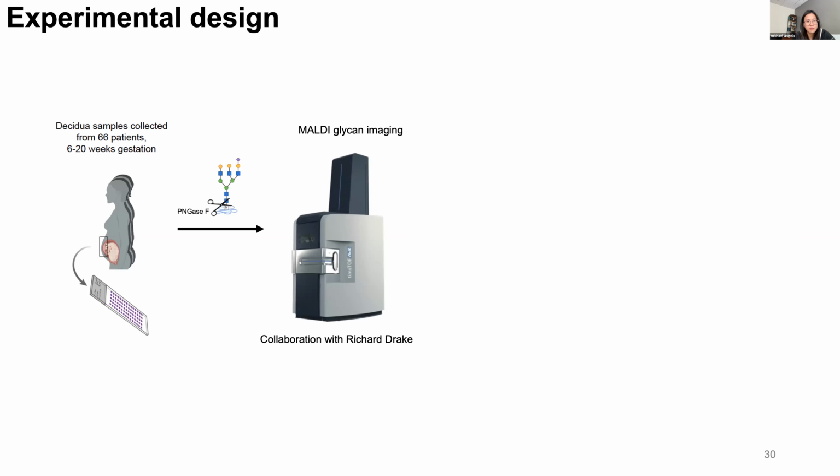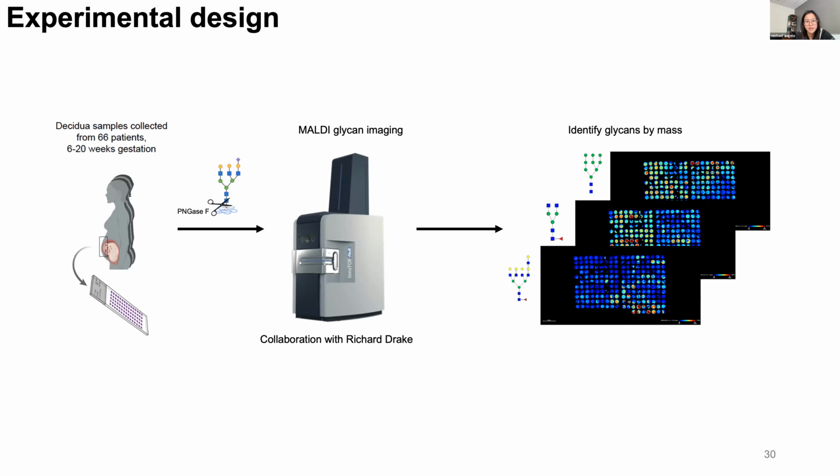So in my project, as Mike has nicely introduced, we are using the same decidua cohort that was analyzed by MIBI-TOF in our preprint. And then we sprayed on PNGase F to digest the N-glycans and perform MALDI glycan imaging. And we obtained images of each glycan, which was identified by its mass based on carbohydrate composition.